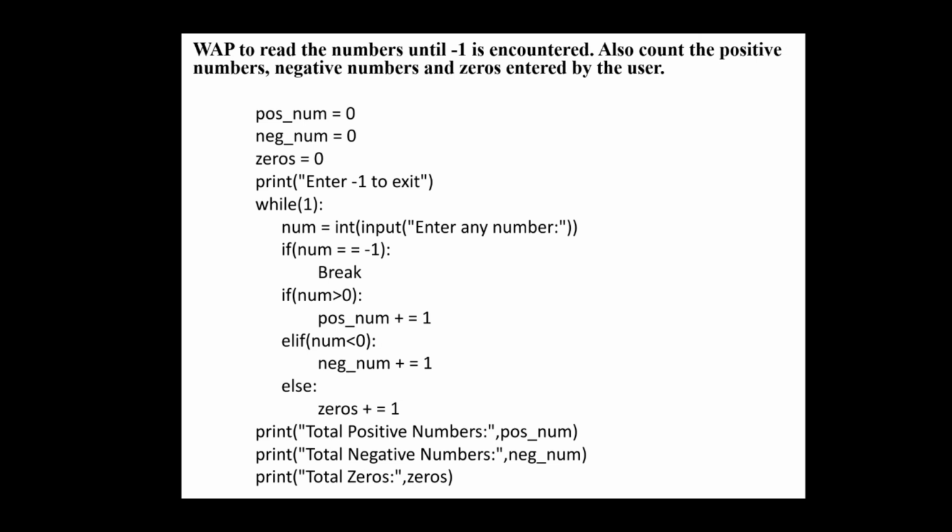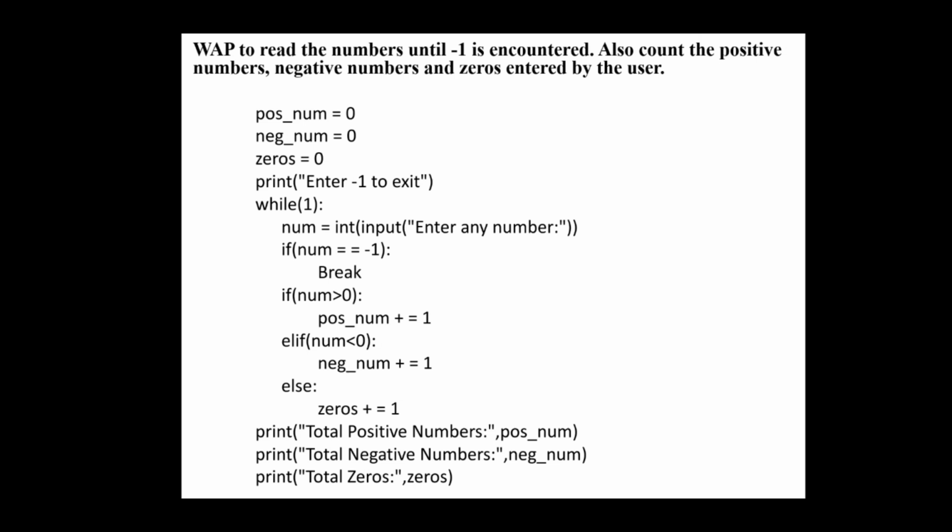This time we put 11. Now num == -1, false. Now num > 0, that is 11 > 0, true. Now positive number is incremented by 1. Previously it was 3, so 3 plus 1 equal to 4. Now enter the next number from the user. This time we put -1. So num == -1, that is -1 == -1, that is true. So break.